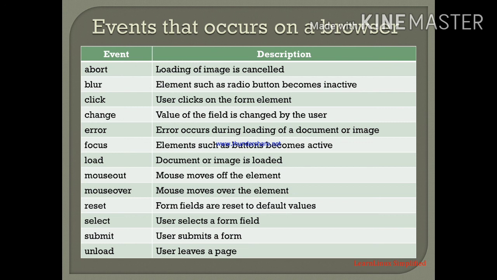So abort is when loading of an image is cancelled; blur is when an element such as a radio button becomes inactive; click is when the user clicks on the form element. So all these kinds of events occur, and you can refer to this list for further reference. Okay, let's move.